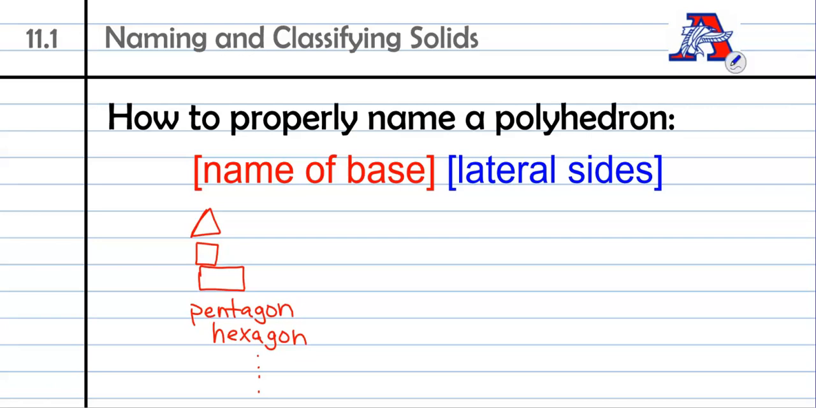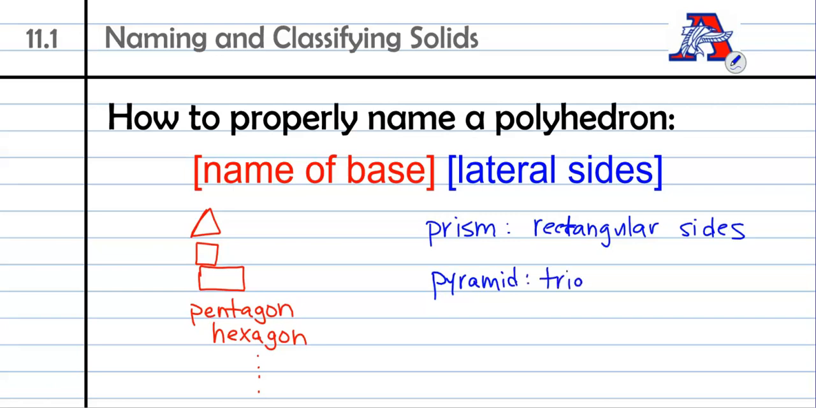Then you're going to look at the lateral sides. The lateral sides are going to tell you whether it's a prism or a pyramid. So a prism has rectangular sides, and a pyramid has triangular sides. And that's how you're going to tell the difference.